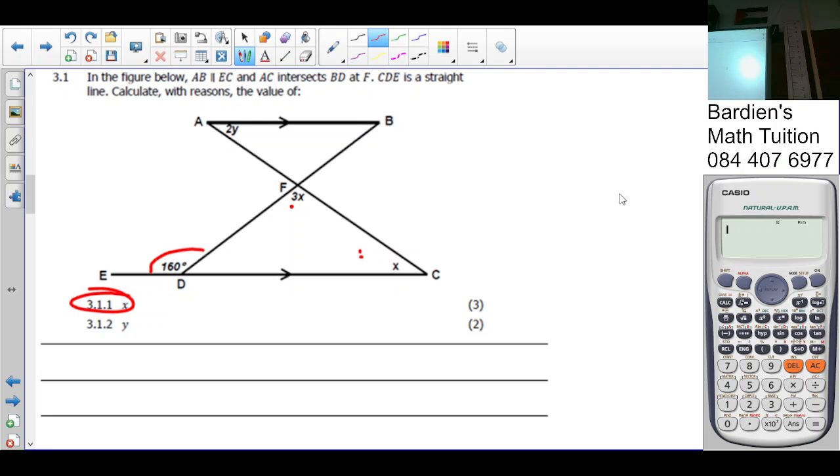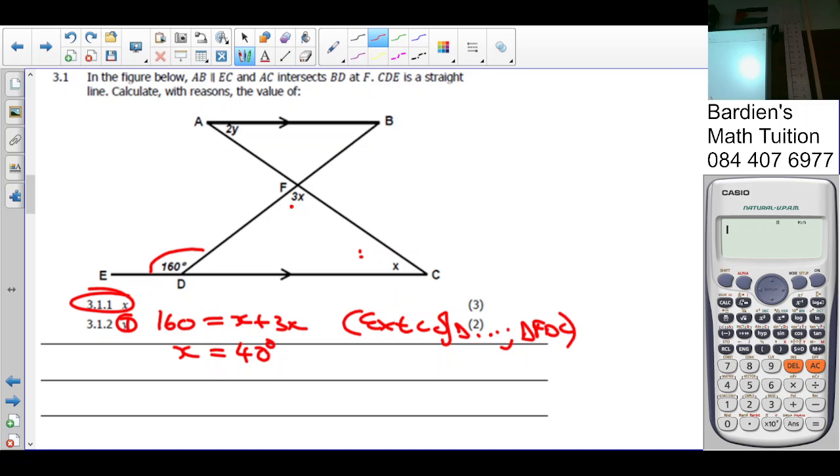So we're now going to say that 160 degrees equals x plus 3x, exterior angle of triangle FDC. So that's going to give you 4x. So 160 divided by 4 is going to give you 40 degrees. So if you need this angle there, that is going to be 3 times 40, which is 120, and that is now 40, if needed. Okay? Keep that in the back of your mind.